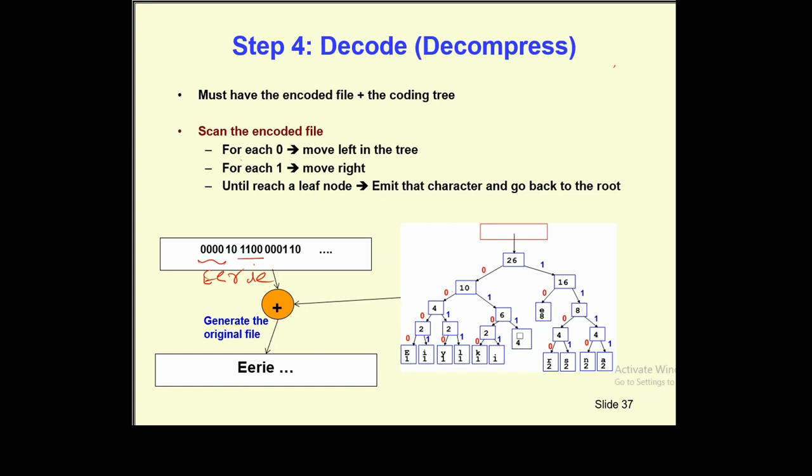So the decoding process or the decompression process requires two inputs. First one is the encoded string or the file, and second one is the Huffman tree. And I think it is a very easy procedure. Just read the string from left to right, and by using this particular tree, just write down the characters one by one.